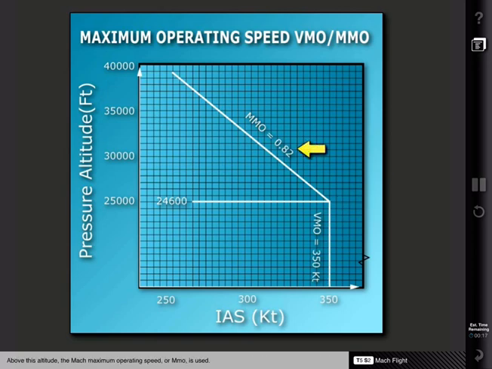Above this altitude, the Mach maximum operating speed, or MMO, is used. MMO is a fixed Mach value, but since Mach speed is relative to the speed of sound, the corresponding maximum airspeed is reduced at higher altitudes.